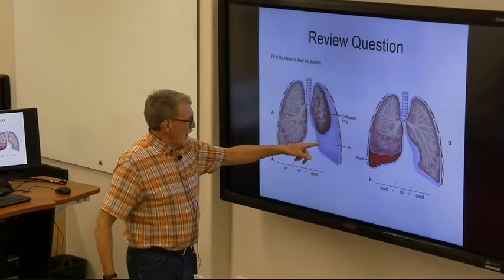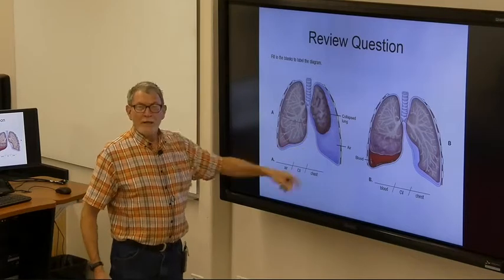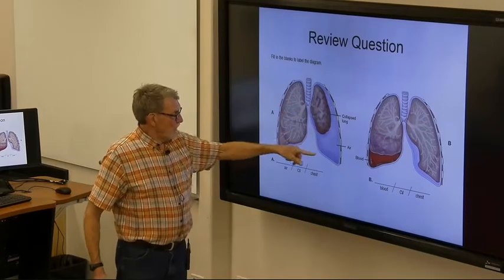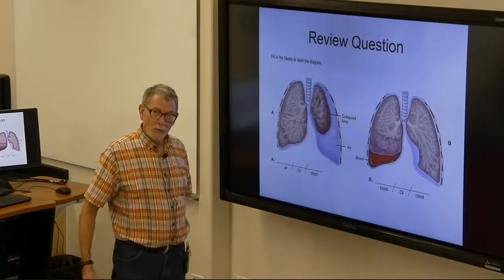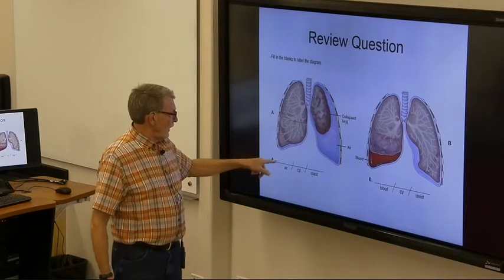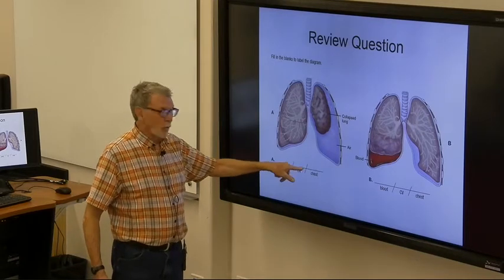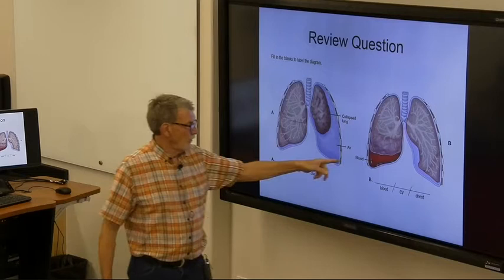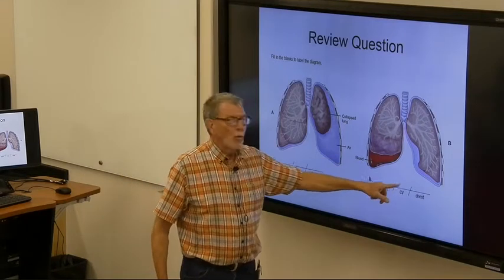Collapsed lung along with air in here. Air is in the chest, not in the lung where it's supposed to be. So air, pneumothorax. Pneumothorax. With blood, hemothorax.